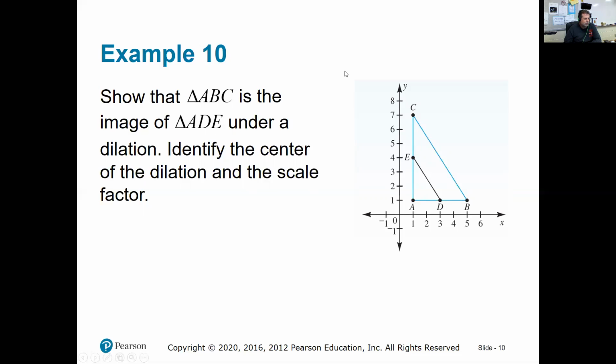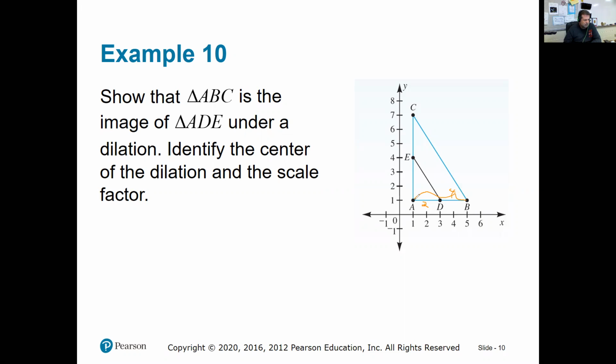The pre-image is the smaller one, which means we're getting bigger, so the scale factor has to be bigger than 1. Now, how much bigger is it? Well, A to D right here has a size of 2, and then A to B has a size of 4. That looks like it would be a scale factor of 2.